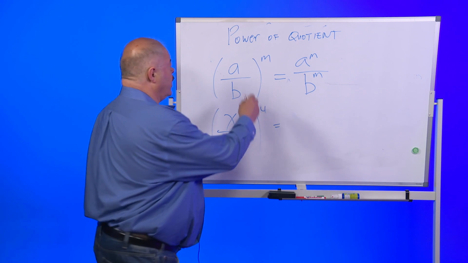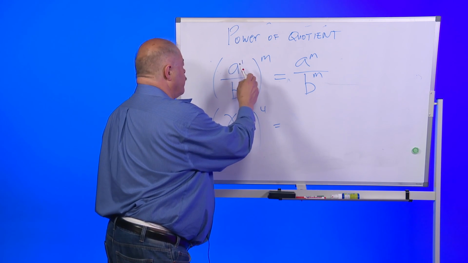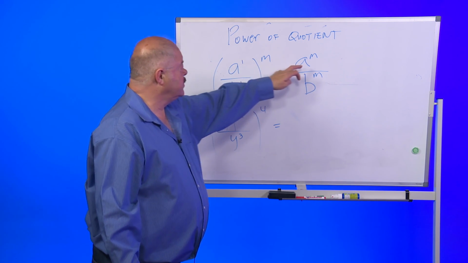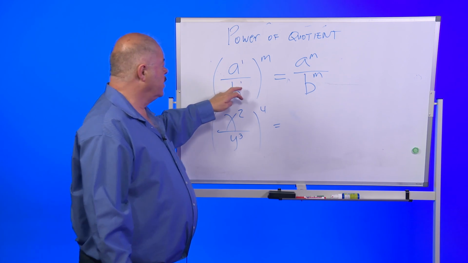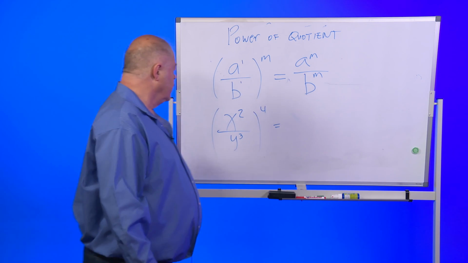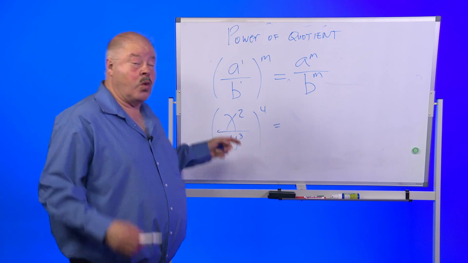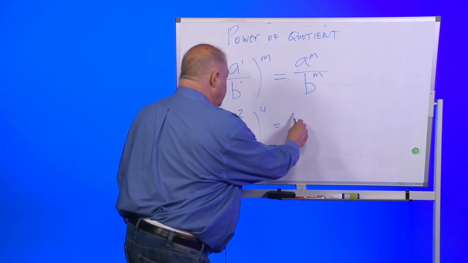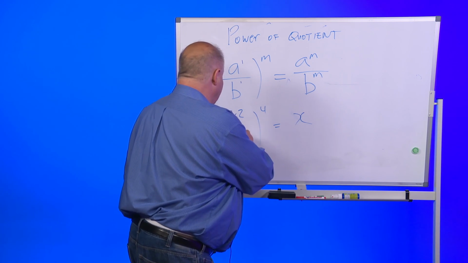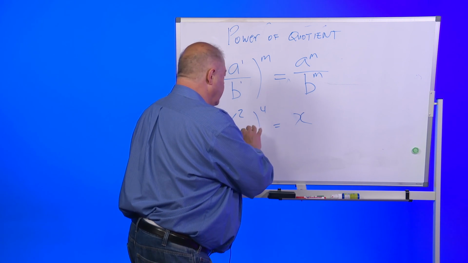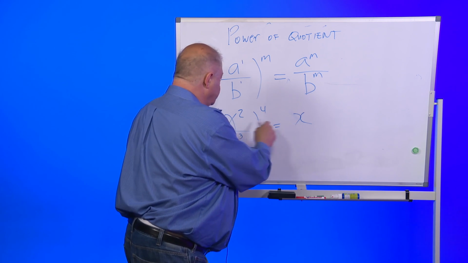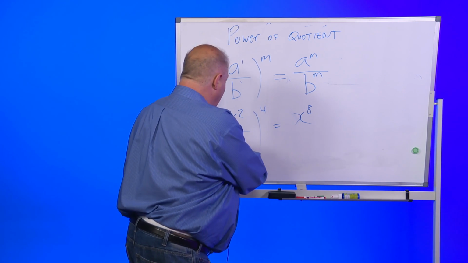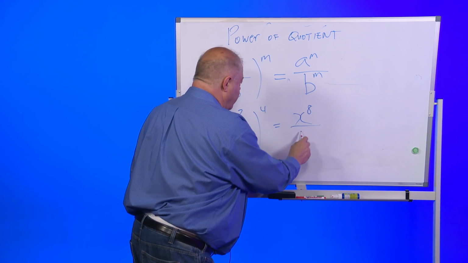A to the m, b to the m. And you could think of it as this also having a 1 here. So a to the 1 times m is a to the m. B to the 1 times m is b to the m. So here's an example, x squared divided by y cubed, all to the 4th power. When we do the operation, this becomes x to the 8th, x to the 2 times 4, and y to the 3 times 4, which is 12.